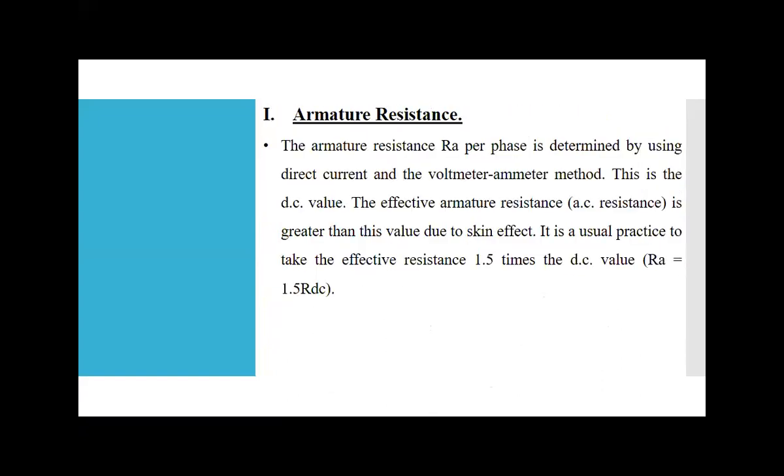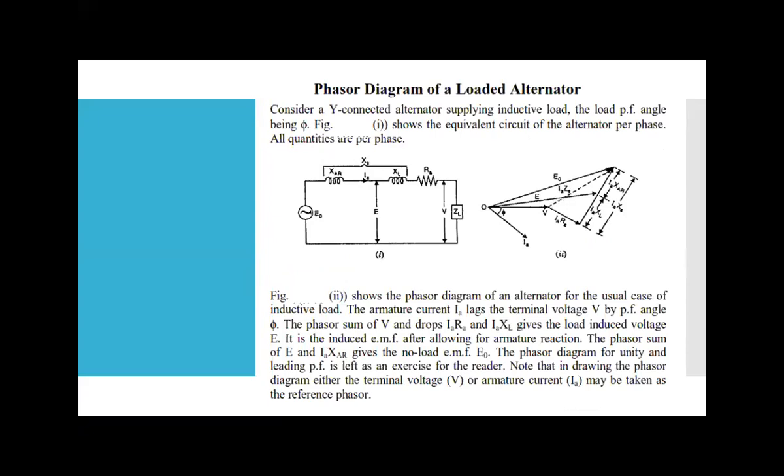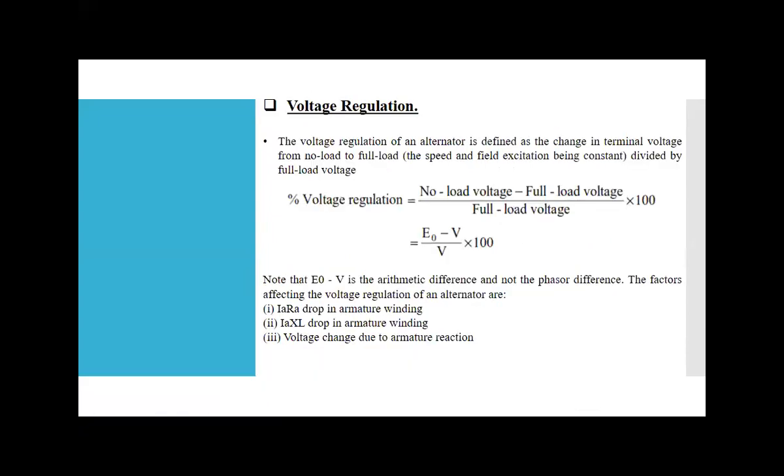So actually we learned about the synchronous impedance method in the last lecture, which is a method to find the voltage regulation. Again, there are a number of methods to find the voltage regulation, like the synchronous impedance method. Now today we have to learn about the ampere turn method or the MMF method. The third method is the zero power factor method, and it is also known as the Potier method.